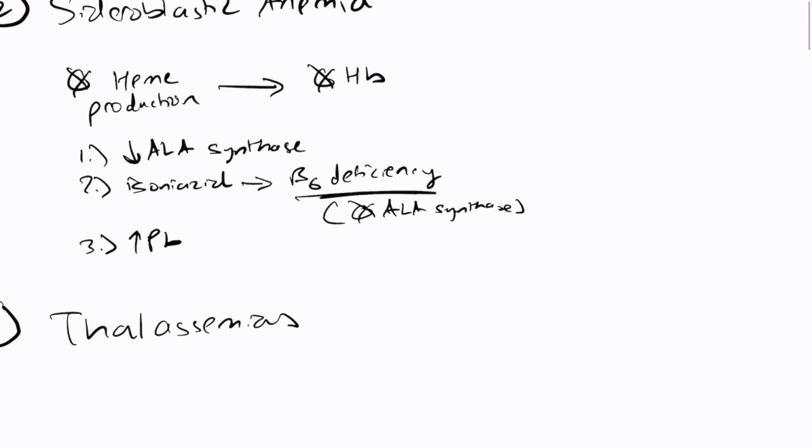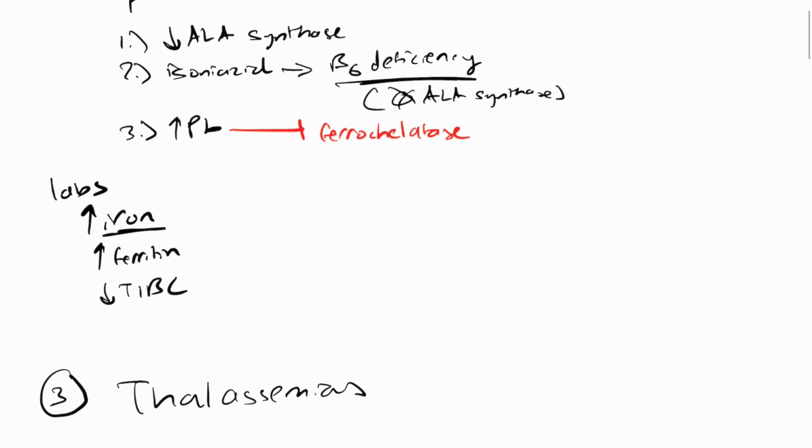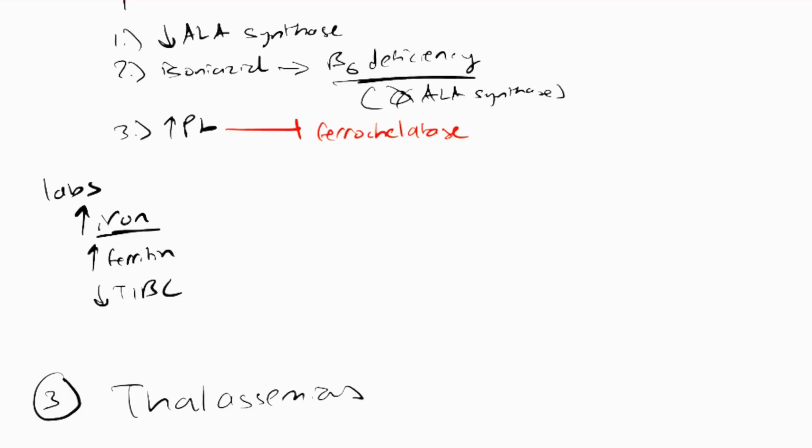So if you have an increase in lead in your body, it inhibits ferrochelatase, which is an enzyme in the heme synthesis pathway. All right. So like I said, whenever you have microcytic anemia, always check the labs. The pertinent labs would be increased iron, right? Increase in ferritin because there's an increase in iron, and there's a decrease in TIBC.